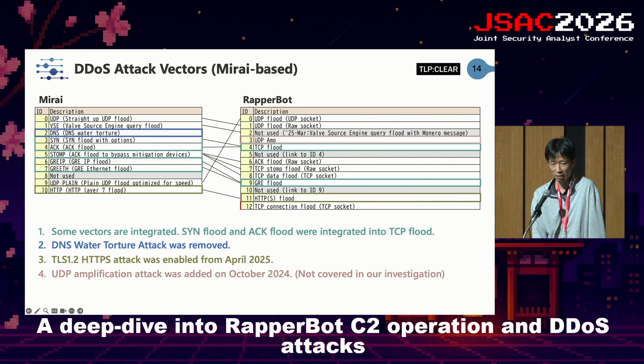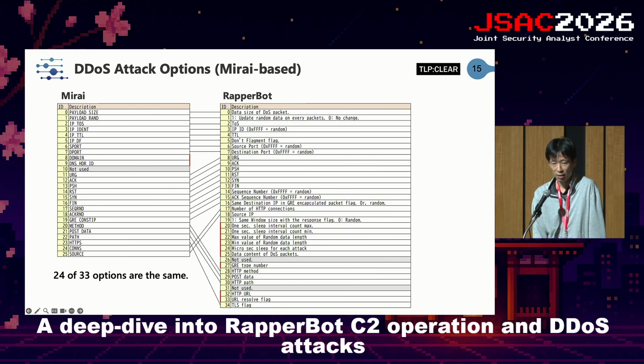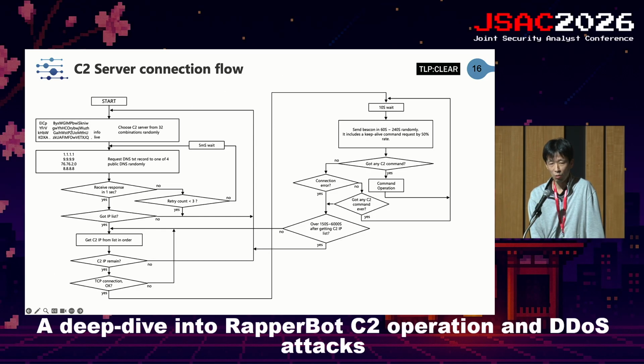Therefore, we have not been able to observe this attack. Attack options are similar. As you can see, the lines in the middle, numbers and the sequences are almost the same. Now, this is a flowchart regarding C2 server connections.